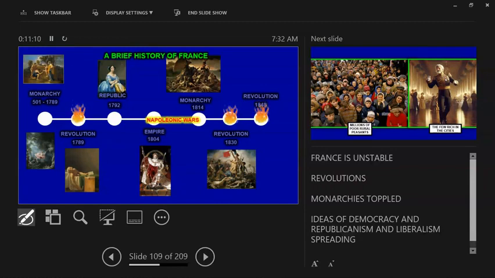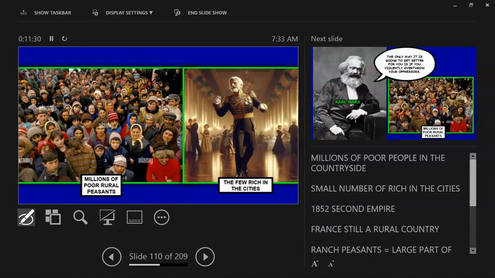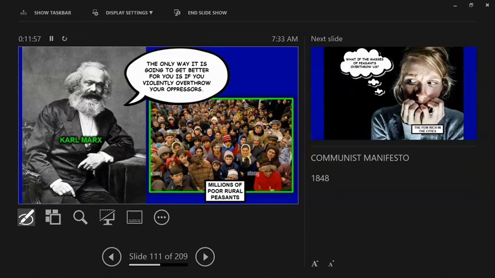Who are the main people that are against each other? There's two main groups that are pitted against each other through all this. Aristocracy is one, and then the lower class, everybody else. So those are the two groups that are at each other's throats. And think about it, there's millions of poor rural peasants, like the women in the cornfield, and there's only a few rich in the cities. So we have a small number of rich in the cities, a massive amount of poor people. What would happen if the poor people rose up? That's a scary thought for the rich.